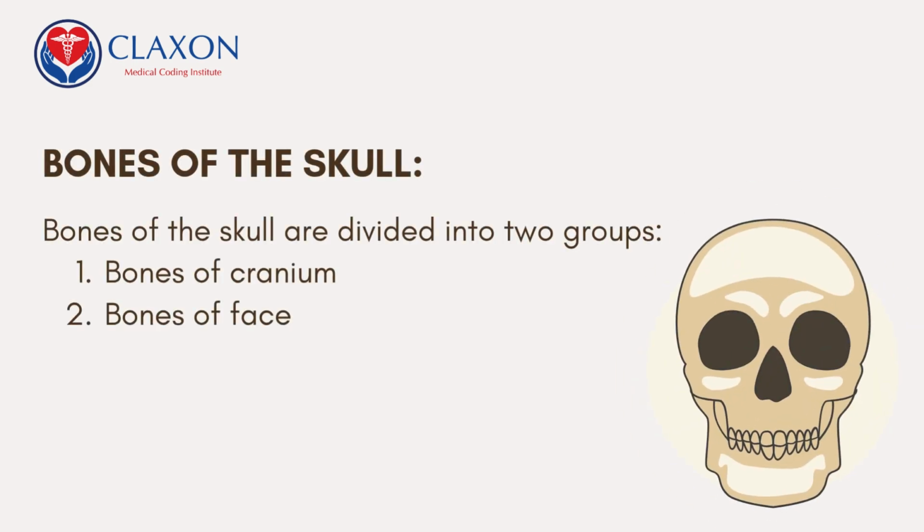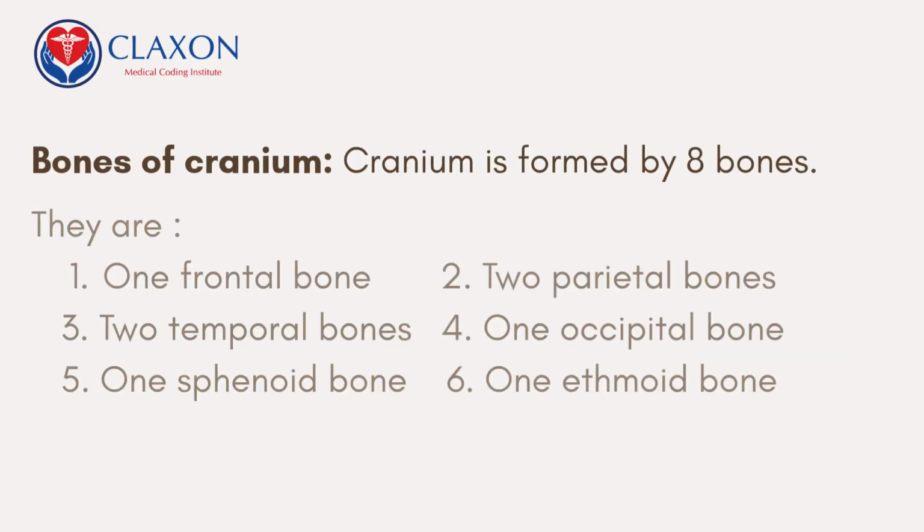Bones of the skull. Bones of the skull are divided into two groups: 1. Bones of cranium. 2. Bones of face. Bones of cranium. Cranium is formed by 8 bones. They are 1. 1 frontal bone. 2. 2 parietal bones. 3. 2 temporal bones. 4. 1 occipital bone. 5. 1 sphenoid bone. 6. 1 ethmoid bone.